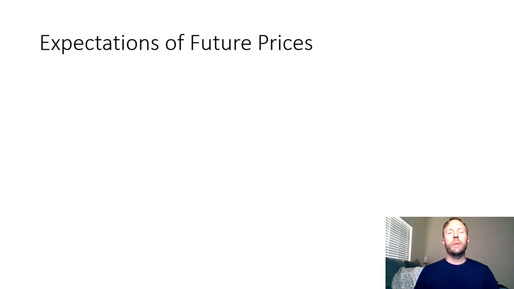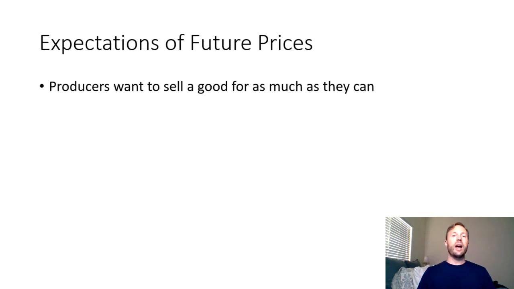Next up, we have expectations of future prices. Now, remember when we were talking about demand, I said that consumers always have an eye towards buying a product as cheaply as they can. Well, sellers always have an eye towards selling a product for as much as they can. They want the opposite. They always want to sell when the price is high. They'd rather sell when the price is high than when the price is low.